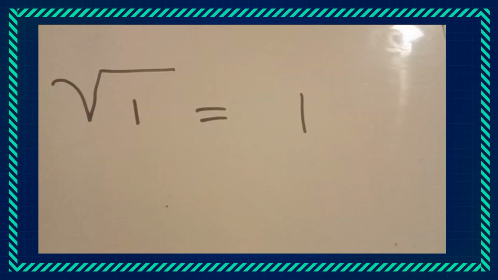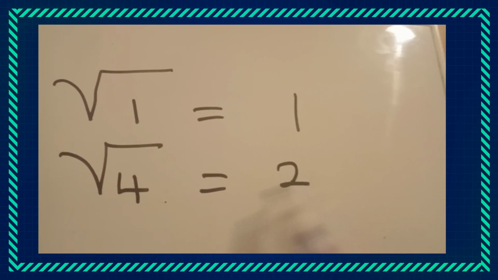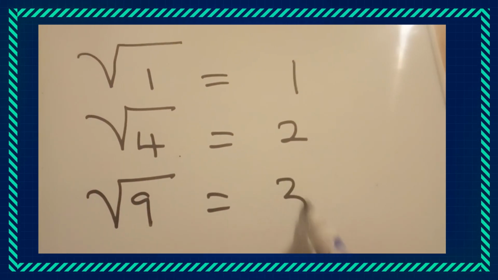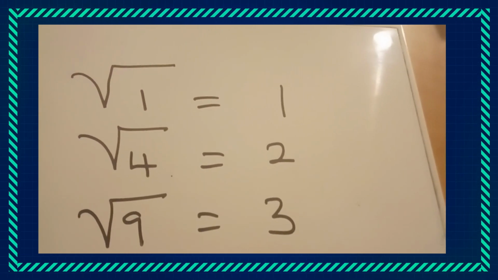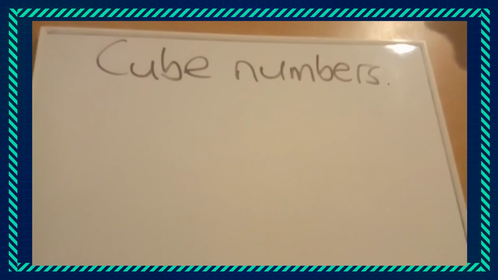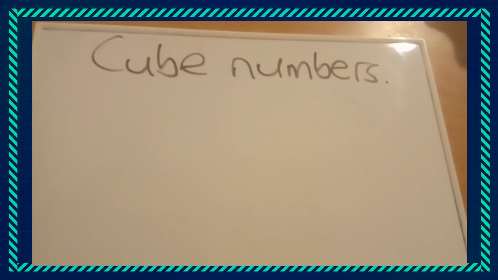A symbol is used for square roots. For instance, the square root of 1 is equal to 1. The square root of 4 is equal to 2. The square root of 9 is equal to 3. You can still repeat using other square numbers.